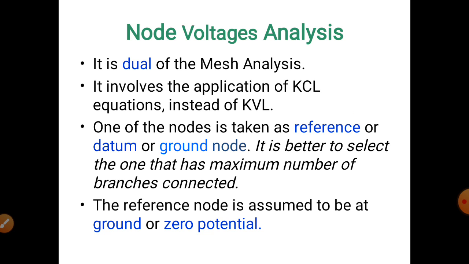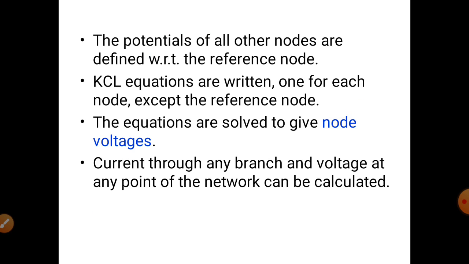It is better to select the node that has the maximum number of branches connected. The reference node is assumed to be at ground or zero potential. It's a very important one. The reference node is assumed to be at ground or zero potential, that means V is equal to 0.